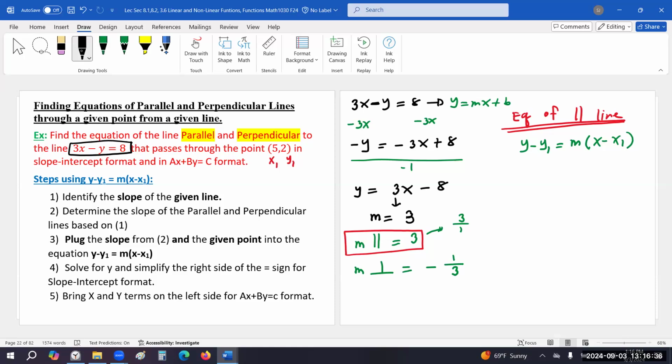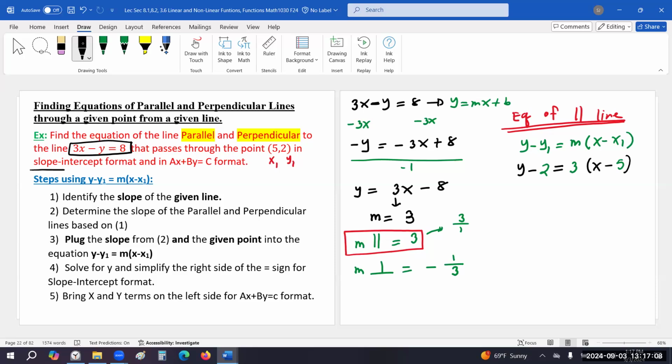Substitute y1. What is our y1? 2. Then substitute the slope, 3. Then we substitute the x1, 5. So x1, y1, and slope need to be numbers. We keep our x and y because every equation has x and y.